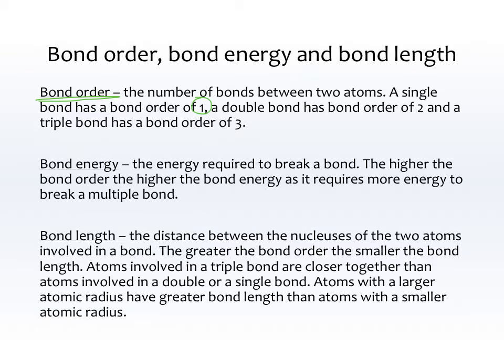A double bond has a bond order of 2. A triple bond has a bond order of 3. There's actually a much more complicated technical definition, but the College Board doesn't care that you know that. This is all they want you to know about bond order.